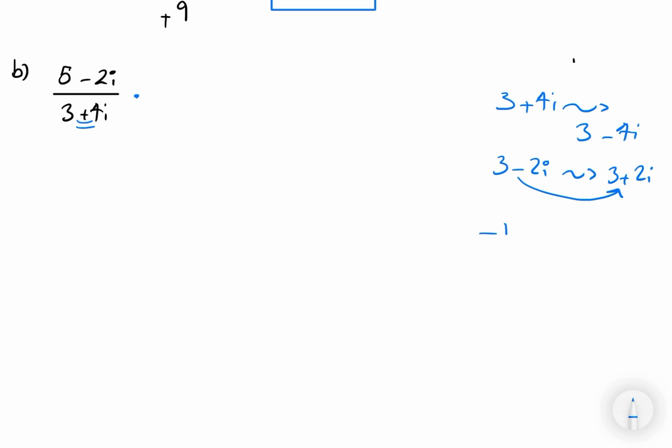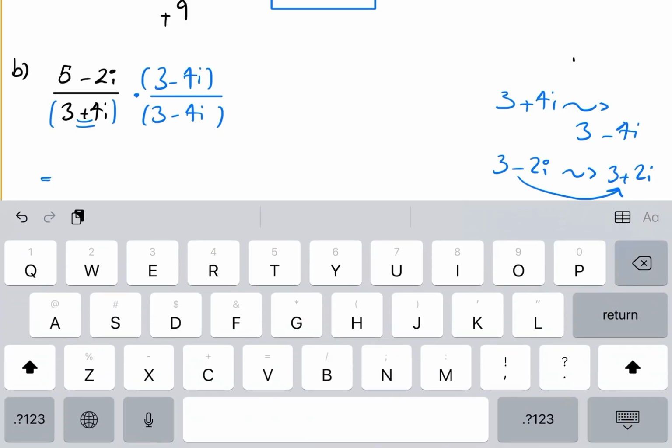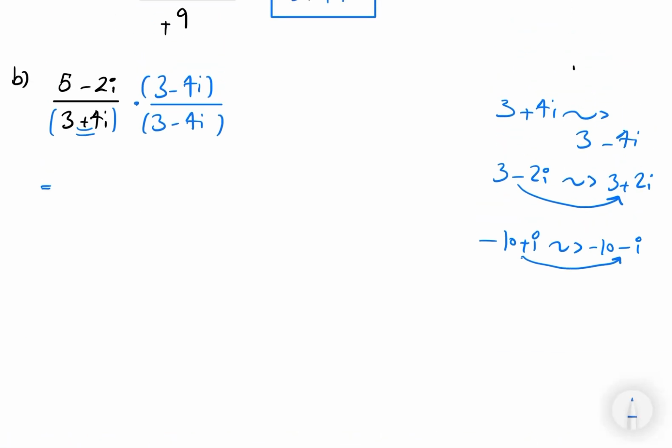And if it's something like negative 10 plus i, the negative here doesn't change, so it just remains negative 10 minus i. It's only the sign in the middle that changes. Now, if you multiply this by its conjugate, you get 3 minus 4i on the bottom and 3 minus 4i on the top. Now, notice that we're talking about the difference of two perfect squares on the bottom. So you can either expand this one by one or just use the rule essentially.